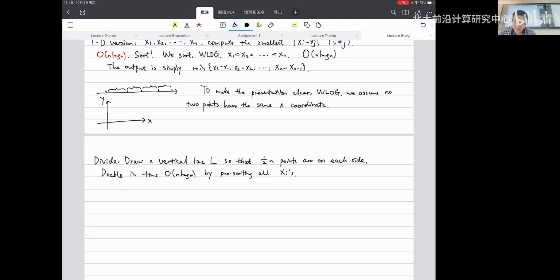So basically, we can assume this gives an output. Output basically a line L. This L is x equals x star, where x star is between the n over 2 and n over 2 plus 1 in x coordinates.